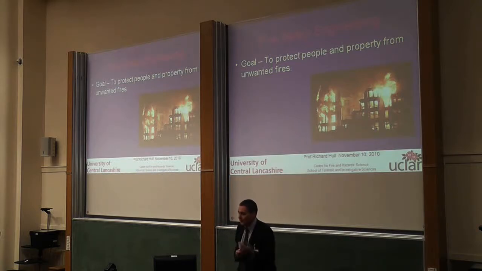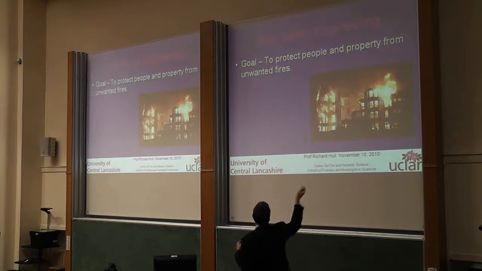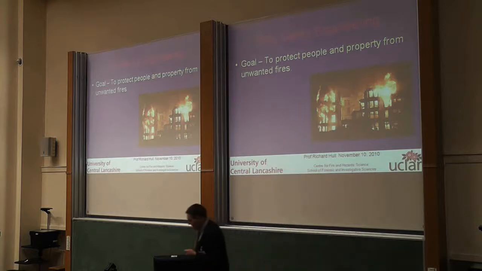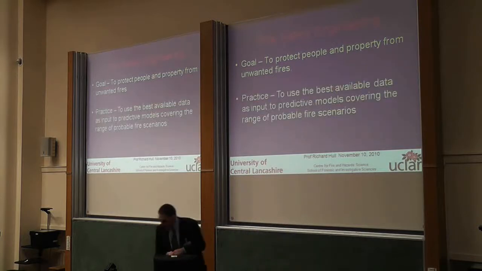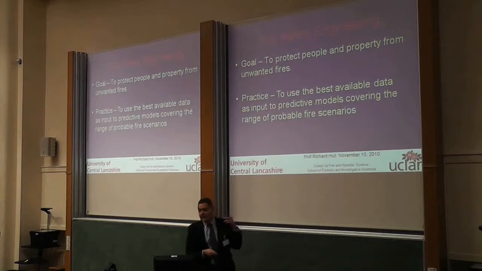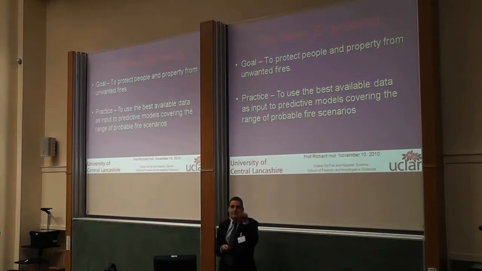There are a number of other things. It was a hostel where people had put in what should have been safe refuge areas. They put furniture and so forth, and that meant that the fire grew very quickly, the walls collapsed, and it resulted in 22 people dying. I would say that the practice of fire safety engineering is to use the best available data, and that's the bit that I'm talking about, as input to predictive models covering the range of probable fire scenarios.